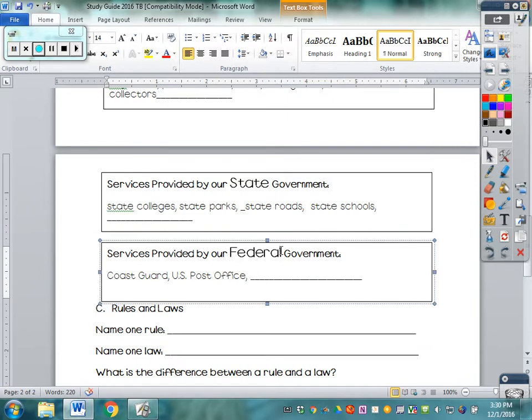Of course, there's the federal government. We have services provided by the federal government. We have the Coast Guard and the U.S. Post Office. All the mail comes from the U.S. Post Office, and that is a service provided by the government. The military is also a service provided by our federal government.